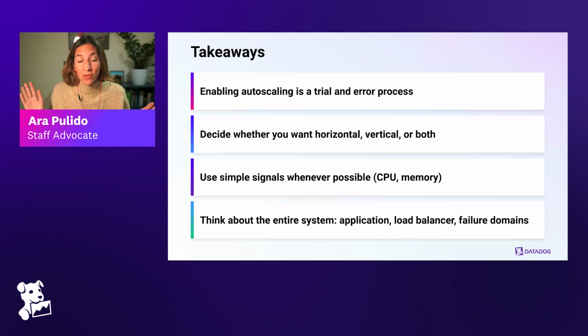So before the Q&A, some takeaways. Again, we've mentioned this over and over: a lot of tweaking, a lot of fiddling with different settings is needed. It's worth the effort, but it's an effort. Also, you need to decide whether you want to do vertical, horizontal, or both. We've also talked about what type of signals you should be looking at and to try to stay as simple as possible. And also that you need to think about the whole system: start with your application, but also the load balancer that you're using, and also whether you're using failure domains and how.